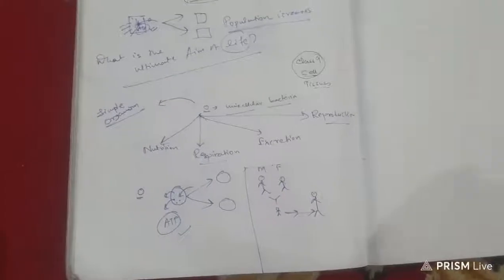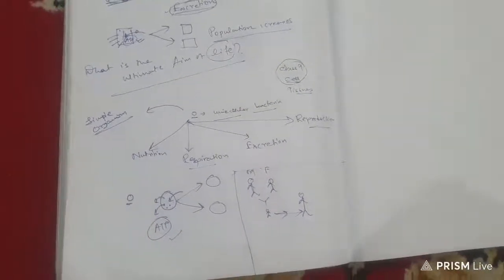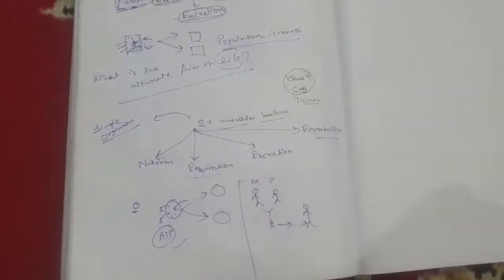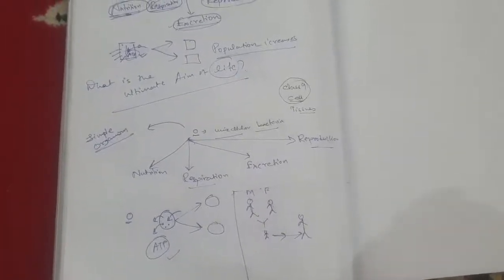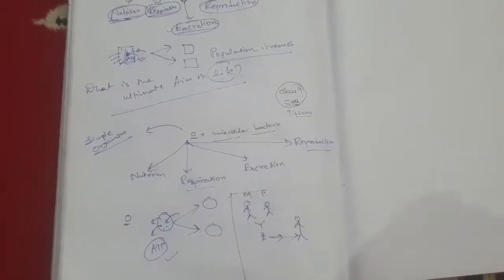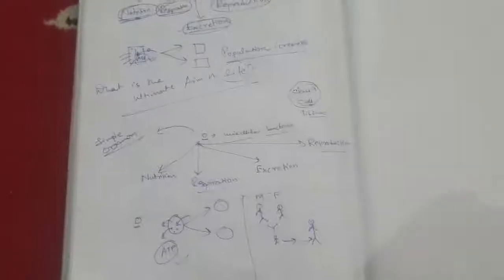adaptations, developments observed. Are you getting my point? You are understanding or not? Different things that you observe, different developments that you observe. And in them, what do you find? You find that all of them do some life processes. Maybe there can be extra life processes.